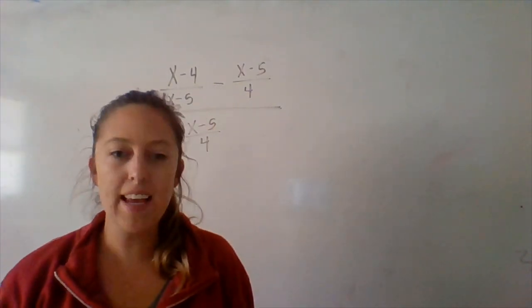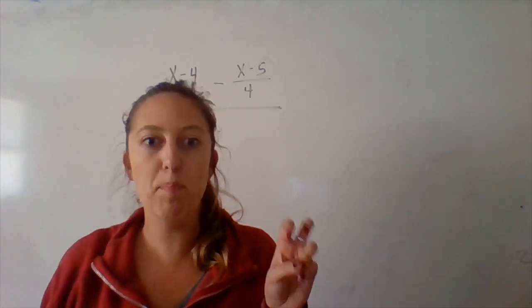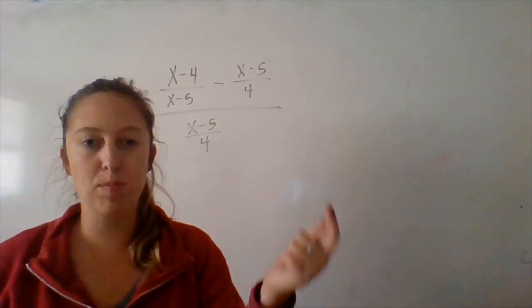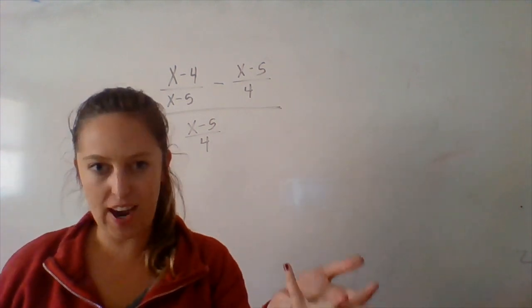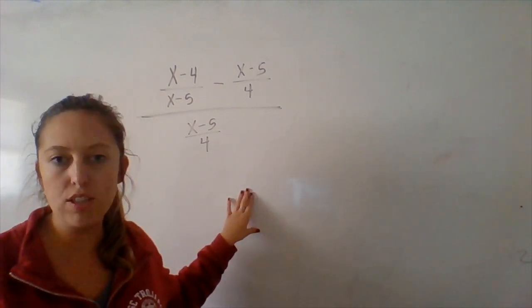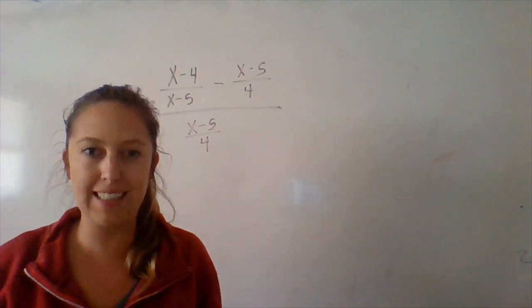Our next topic is operations with rational expressions, and we're going to do another monster problem that is going to include adding, subtracting, multiplying, dividing, simplifying, and nested fractions. So just like the one we did with straight numbers, we're now going to add in some variables, but the processes are going to be the exact same.